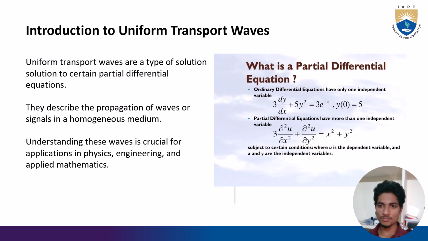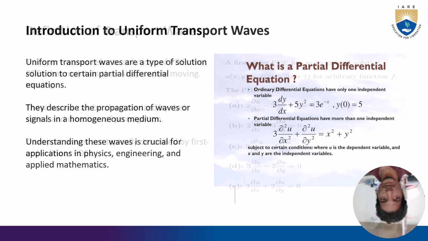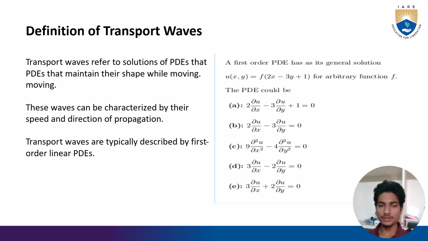Ordinary differential equations have only one independent variable. For example, 3 dy by dx plus 5y square is equal to 3e to the power minus x, and y of 0 is equal to 5. Partial differential equations have more than one independent variable. For example, 3 dou square u by dou x square plus dou square u by dou y square is equal to x square plus y square, subject to certain conditions, where u is the dependent variable and x and y are the independent variables. So we will see the definition of transport waves.